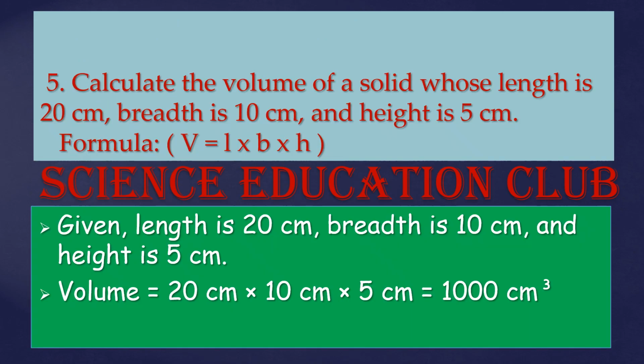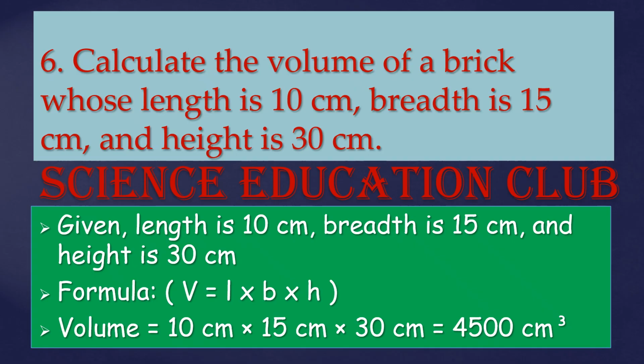Calculate the volume of a solid whose length is 20 centimeters, breadth is 10 centimeters, and height is 5 centimeters by using the formula volume equals length times breadth times height. So by using the formula, the volume is 1000 cubic centimeters. Calculate the volume of brick whose length is 10 centimeters, breadth is 15, and height is 30. Again, by using the formula of volume, volume equals length times breadth times height. It is 4500 cubic centimeters.